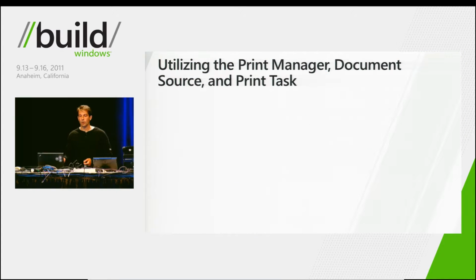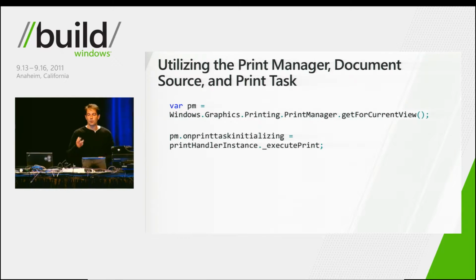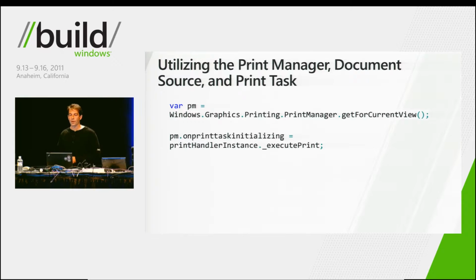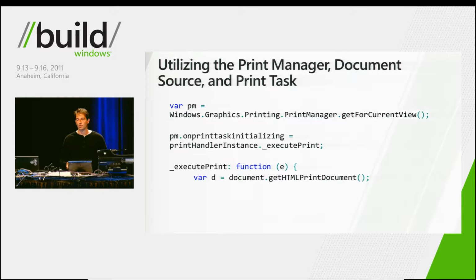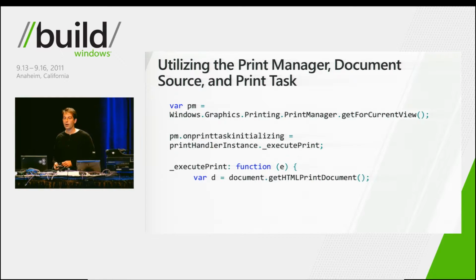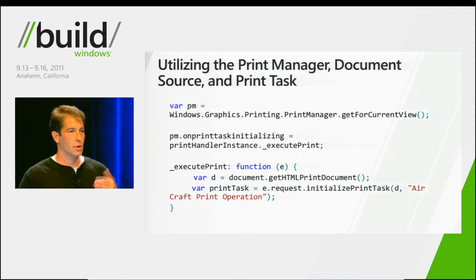What this looks like in code, really quickly, is that you create a Print Manager object, and then you wait for an event to take place and handle it. You have an event handler that is executed as soon as the Print Manager indicates that the user has tapped on the charm. From there, you go get the content to print, and you just hand it back to the Print Manager, and the operation is complete.